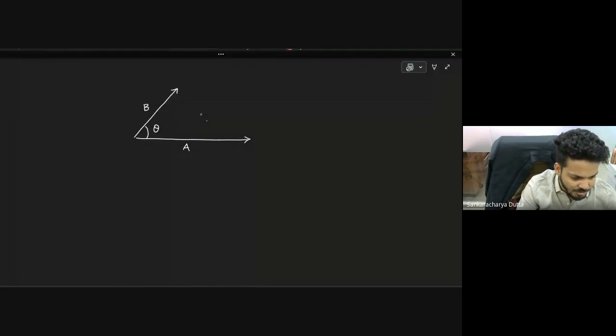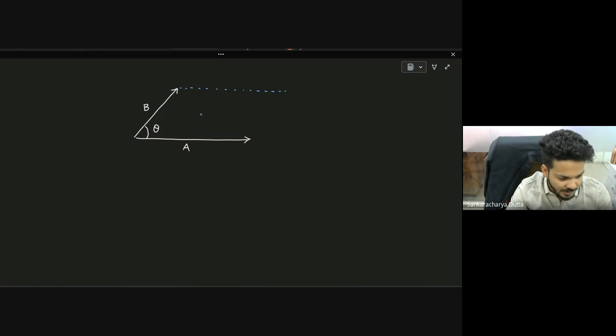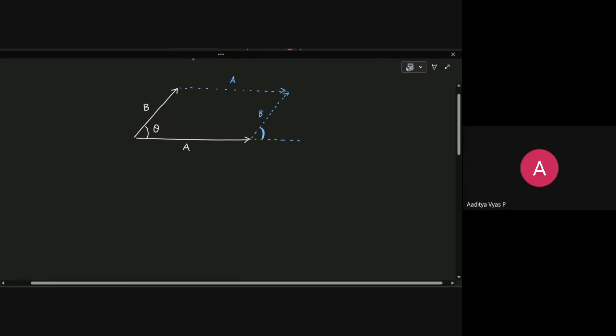How do I make a parallelogram out of this? Well, what I can do is I can make one parallel vector like this. And this vector, I'm going to make it here. So this is essentially A. Can you tell me what this will be? This will be B. Guys, can you tell me how much is this angle right here? It is equal to theta.